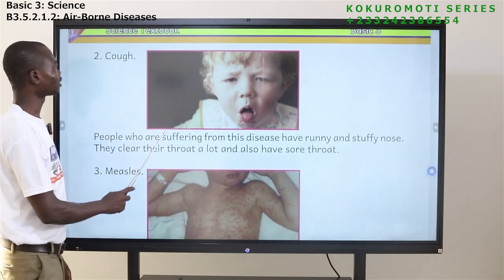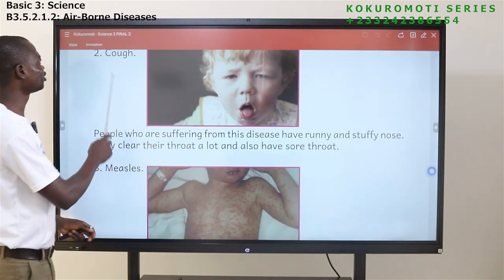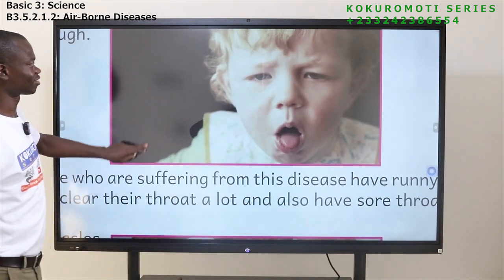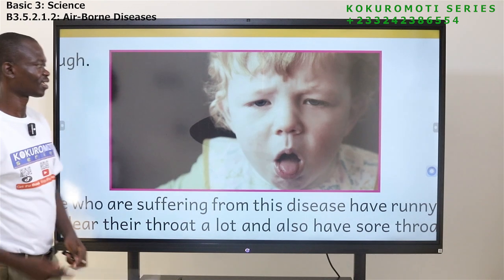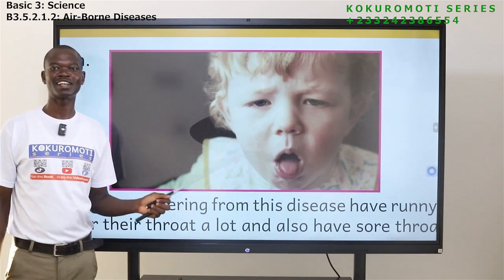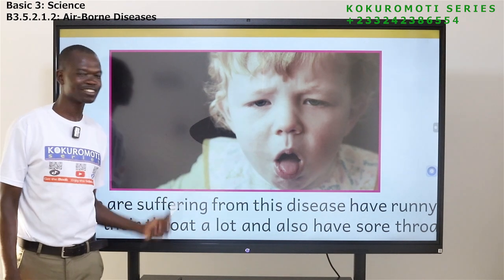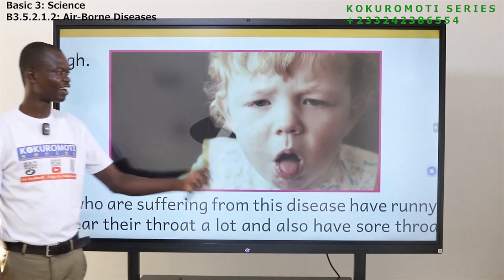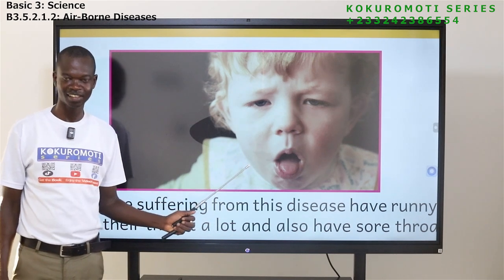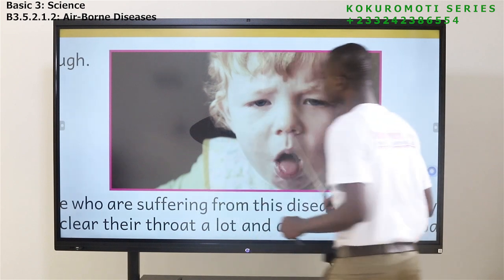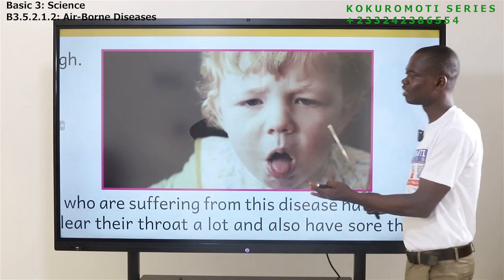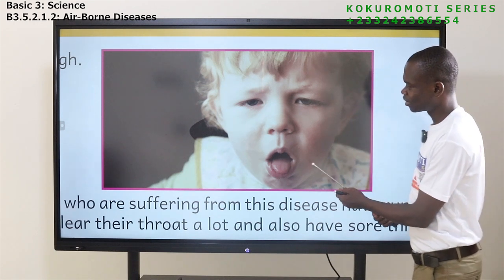Okay. The next one is cough. All of you cough. Look at this picture and tell me what you see here. Yes, Paulina, talk to me. Paulina, what do you see here? Describe the picture here. The baby boy is coughing. Okay. And then Sina, what do you also see here? The boy is coughing. Okay.